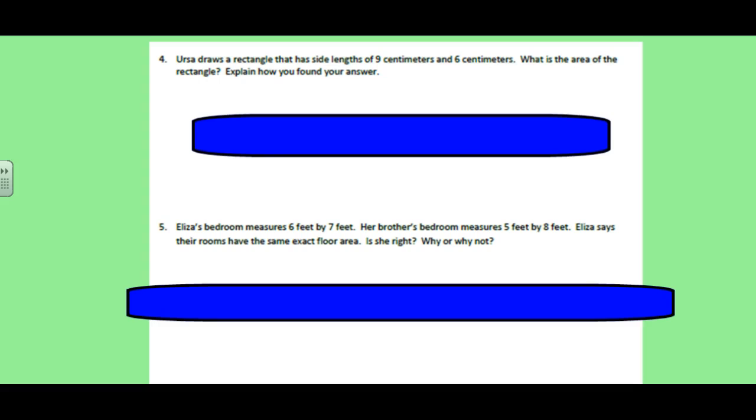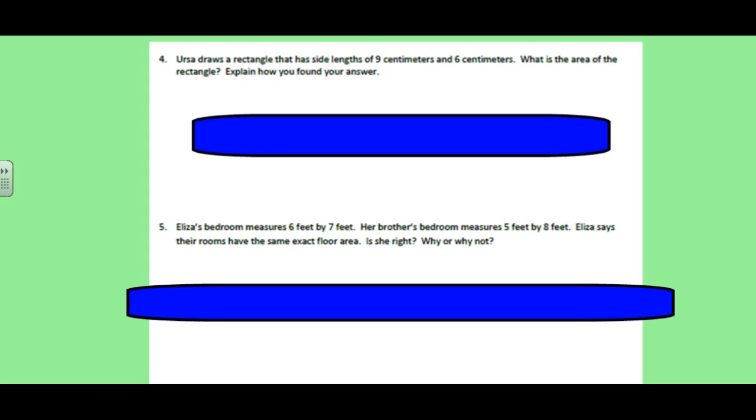And then I want you to make sure that you're writing a sentence that tells me what the area of the rectangle is. And then I also want you to make sure that you're explaining how you found your answer. Think about how we find the area of rectangles whenever they give us both side lengths. What do we normally do to find the area? And that's how you're going to explain how you found your answer.